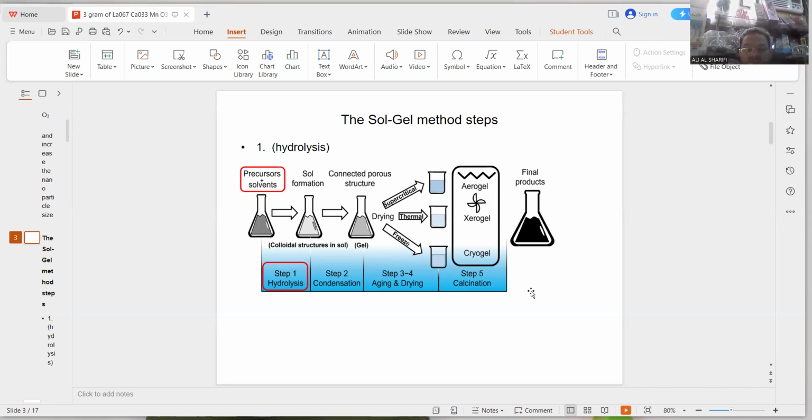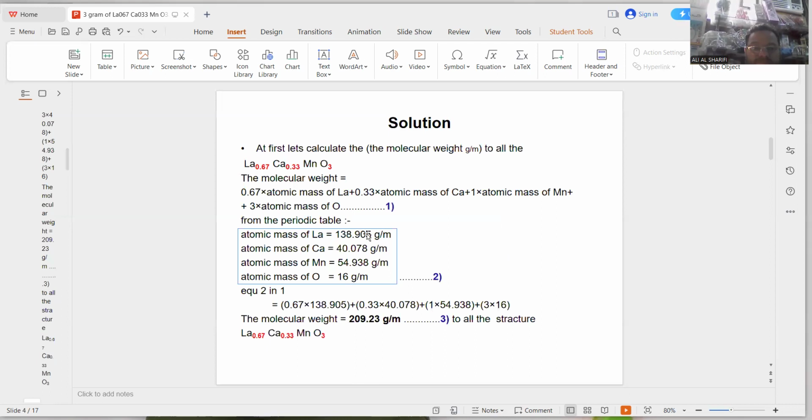Let me start from hydrolysis. My video today is about hydrolysis. How much I must put for precursors, how much I put from solvents, and after that, the last important thing was the agents. Here at first, let's calculate all the molecular weights of this doped perovskite oxide structure: lanthanum 0.67, calcium 0.33, 1 mole of manganese, 3 atoms of oxygen.